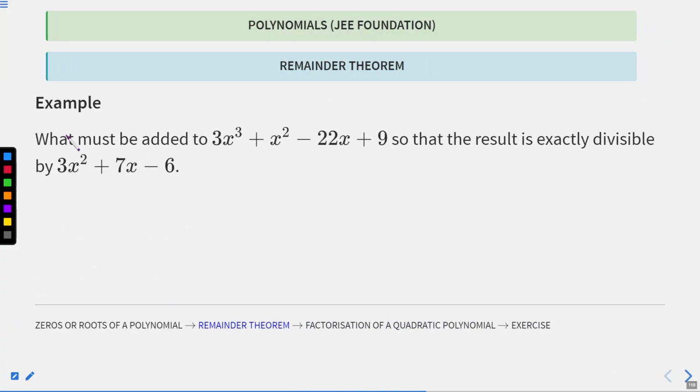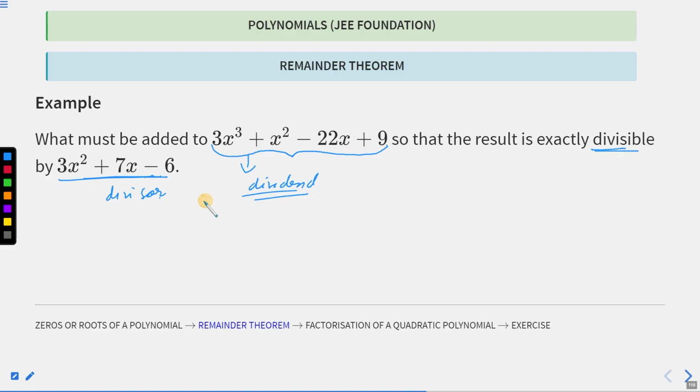Okay, so now in this example the question is what must be added to this polynomial so that the result is exactly divisible by this. So this is my divisor, and this becomes my dividend. Now let us divide this dividend by the divisor.